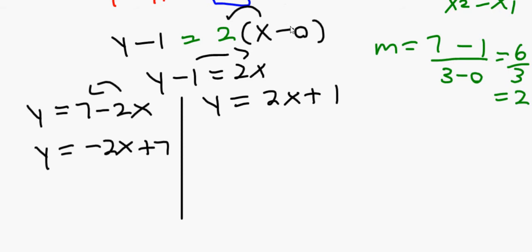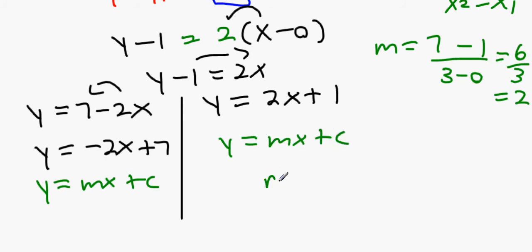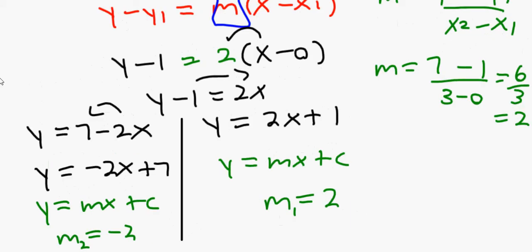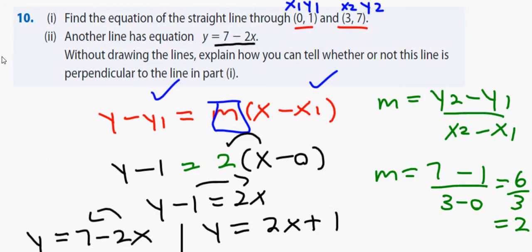Now we're going to write down y equals mx plus c underneath both of them. And what we can say is the slope of this line is 2, and the slope of the second line is minus 2. So the slope m1 and m2, the first slope is 2, the second slope is minus 2. Okay, they are not perpendicular. I believe it's asked me for perpendicular. It's not perpendicular.